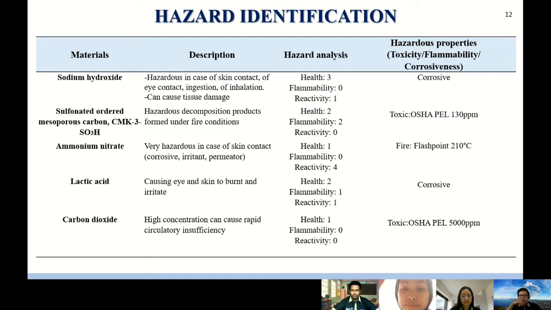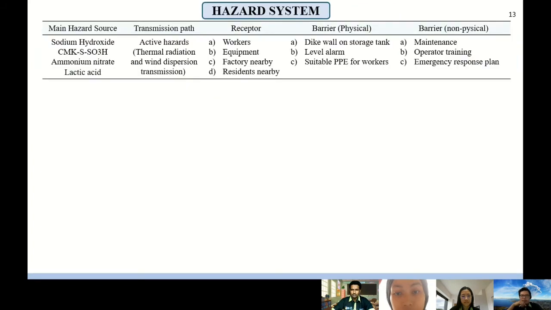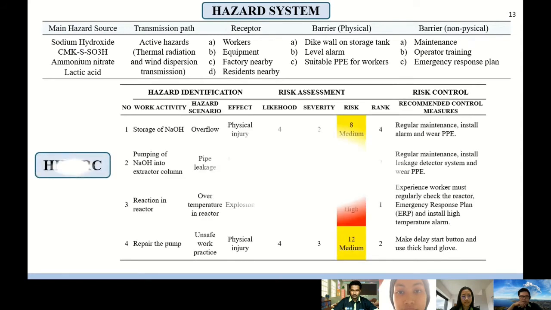We also perform the hazard analysis and identified the hazardous properties such as toxicity, flammability, corrosiveness, and also the permissible limit of the hazardous material. Next. As for the hazard system, we also try to evaluate the transmission paths, receptor, and barriers, physical and non-physical. Okay, next. And also as for the hierarchy, we perform the evaluation for the identification, risk assessment, and also risk control.